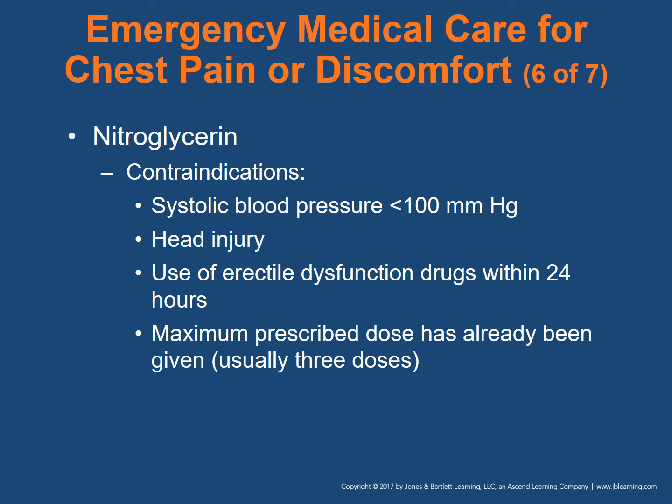Erectile dysfunction drugs are slow to leave the system, so you've got to ask about them within the last 24 hours. And erectile dysfunction drugs actually act the same way that nitro does, and that is that they vasodilate, and you do not want to basically give a double dose of that. Our maximum dose is 3 pills. Keeping in mind that you give a pill, you reassess after 5 minutes, you give a pill if needed, you reassess, you give the 3rd pill, and you reassess. So we give 1 pill at a time, reassessing afterwards.